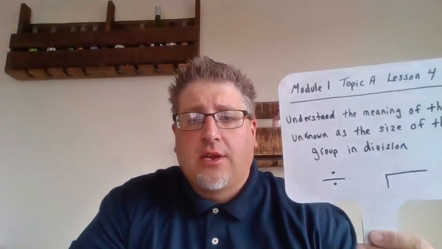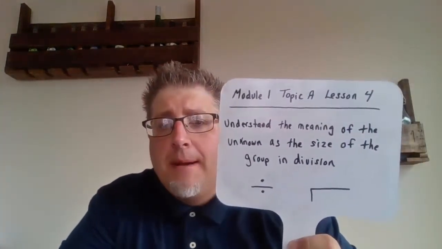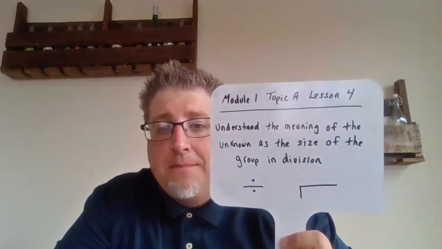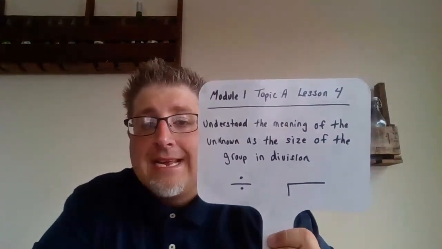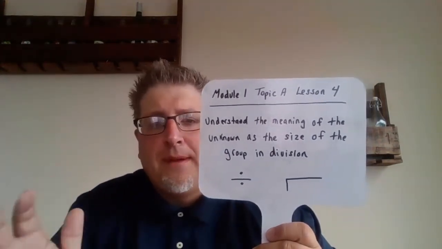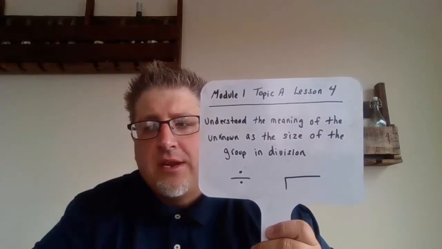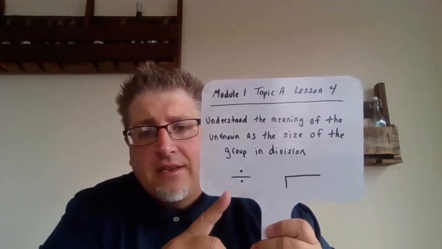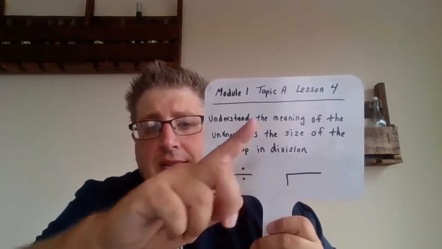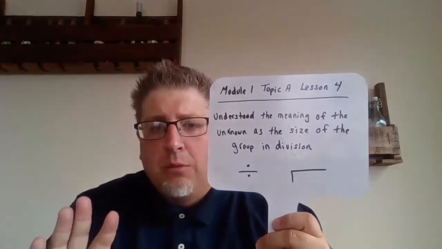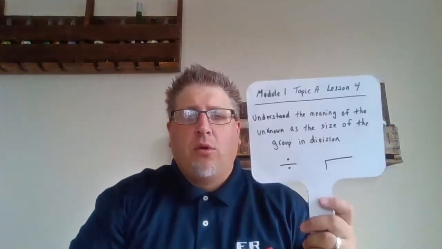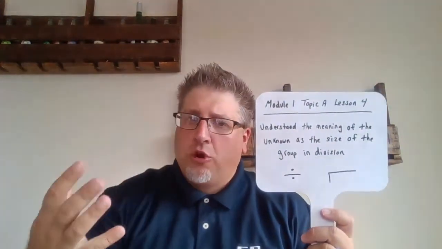So first things first, let's take a look at our module here. We have Module 1, Topic A, Lesson 4, which means understand the meaning of the unknown as the size of the group in division. Okay, big words here, and I'm going to break those down for you in a second. But when we think about division, think about these signs right here. That is a division sign, and that is the division box right there. I will show you how to walk through that, but I just want you to get that into your head right now of what we're going to see when we're dividing.